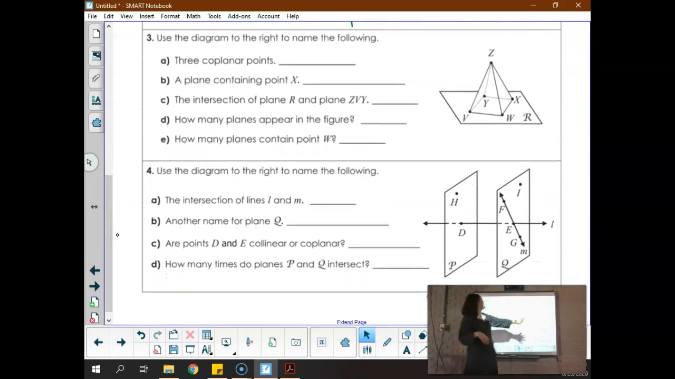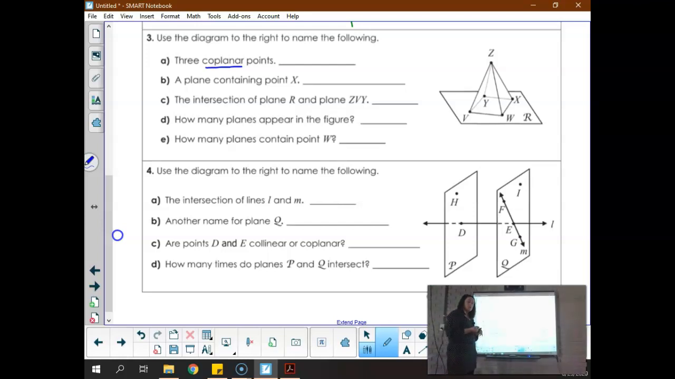Now obviously, number 3, we've gotten to a much bigger, more complicated drawing. So you'll notice we've got a pyramid sitting on a flat plane. All right, so using that diagram, we need 3 coplanar points. So coplanar means on the same plane.